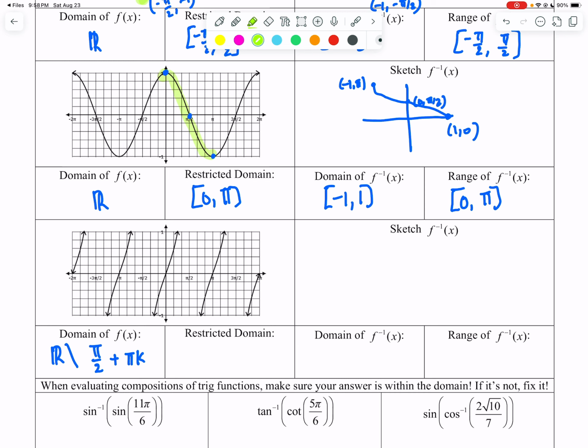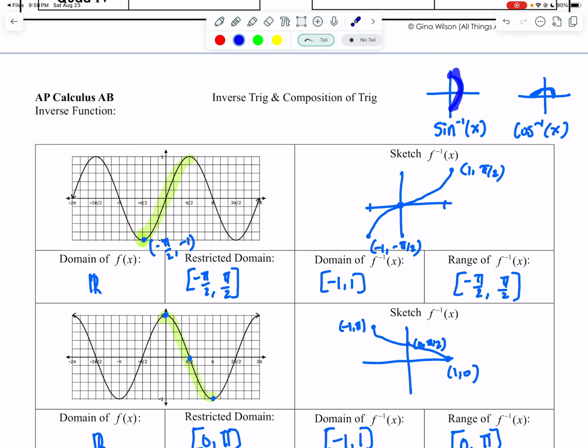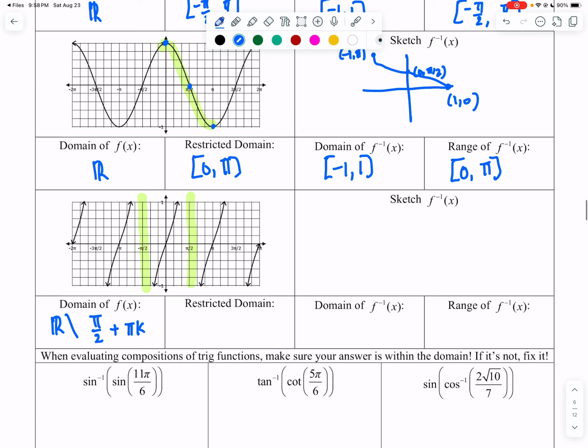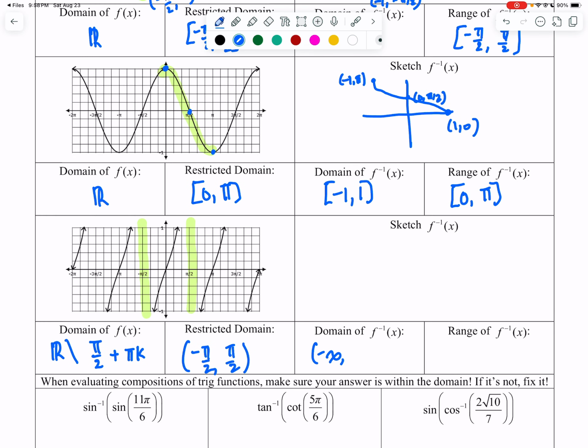My restricted domain here is going to be from negative pi over 2 to pi over 2, like we said here in terms of my little drawing, except I'm not including negative pi over 2 and pi over 2. So I should have parentheses there. My domain for inverse tangent is going to be all real numbers because my range here was also all real numbers, from negative infinity to infinity. There you go. And then my range is going to be my restricted domain. And then if I were to sketch the inverse tangent here, we are going to have asymptotes at pi over 2 and negative pi over 2.